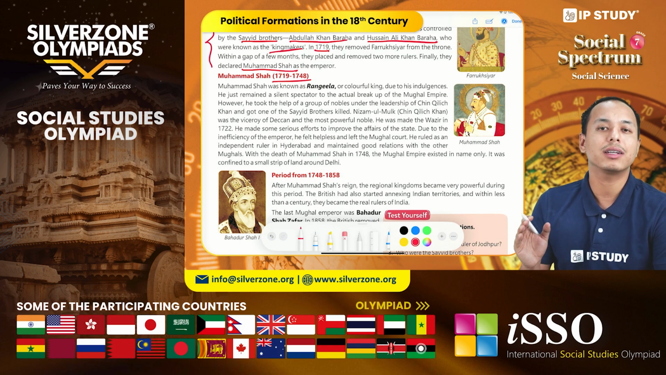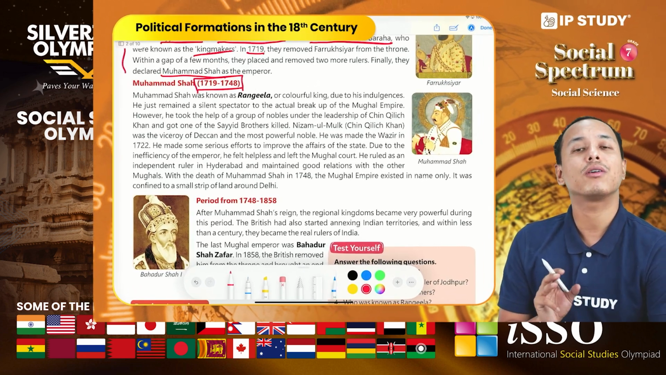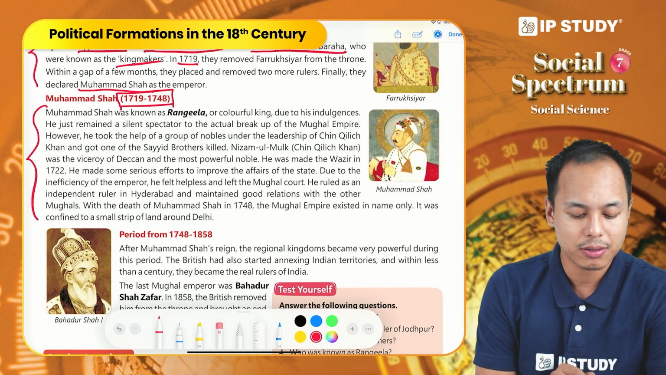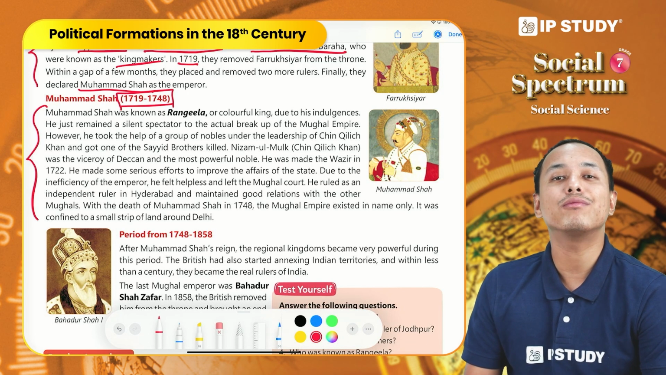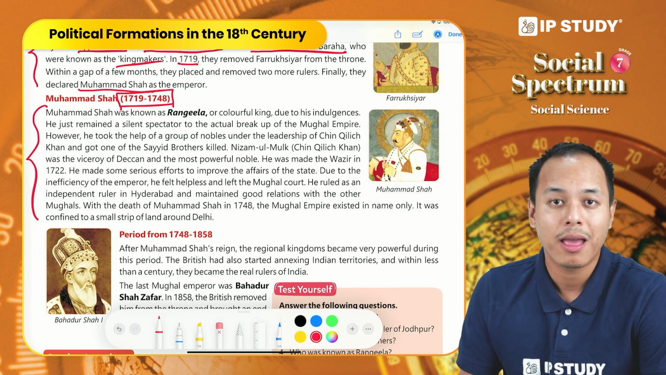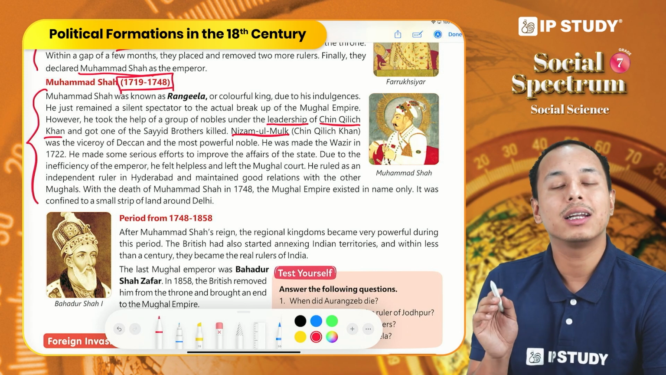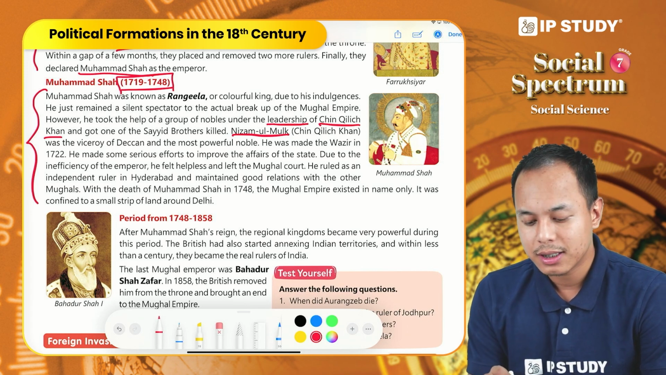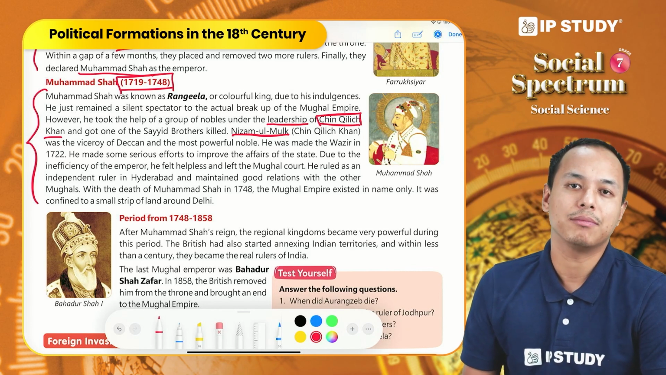So Muhammad Shah became the emperor of the Mughal Empire in 1719, and he ruled for a long time, 1719 to 1748. He was also called Rangila because of his personality. And during his rule, he silently watched the breakup of the Mughal Empire and did not do anything about it. However, he and some nobles under the leadership of Chin Qilich Khan assassinated one of the Sayyid brothers.